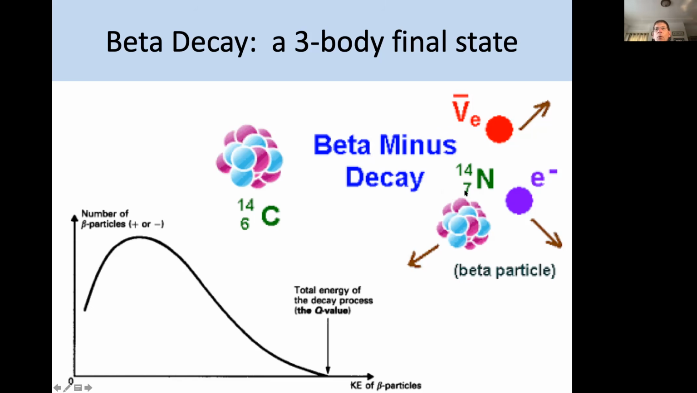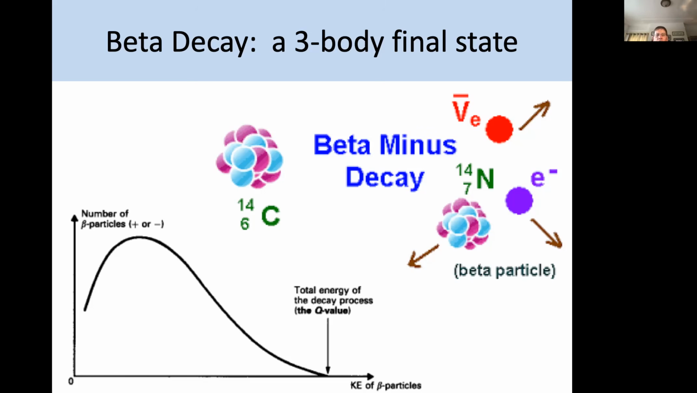It becomes one more proton, but it gives you an electron, so the total charge remains the same. And this ghostly particle that was mentioned, called in this case an anti-neutrino, was predicted by Wolfgang Pauli, who desperately did not want to give up on conservation of momentum.